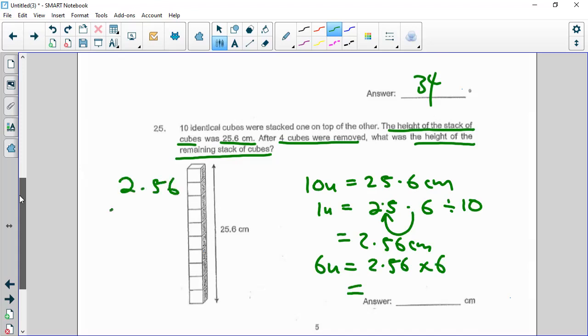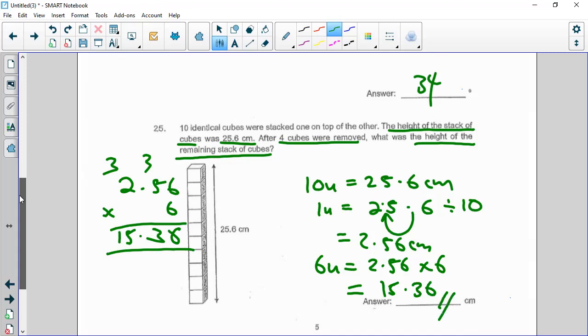So 2.56 times 6. P4, how to multiply decimals? 6 times 6, 36. 5 times 6, 30, then plus 3, you get 33. And then 2 times 6 is 12. 12 plus 3, 15. So the height of the remaining cubes is how high? 15.36 centimeter. Do you get the answer correct? Okay, good. Okay, let's go on to the next one.